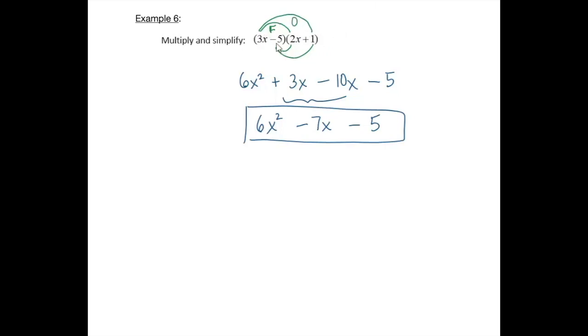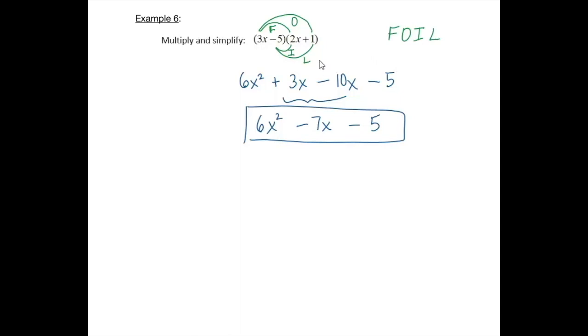Then we move to the -5. When we multiply the -5 times the 2x, this is the product of the inner terms, so we'll label that with an I. And the -5 times 1 is the product of the last terms, which we'll label with L. And that's where we get the name FOIL, F-O-I-L, for the product of the first terms, the product of the outer terms, the product of the inner terms, and the product of the last terms.